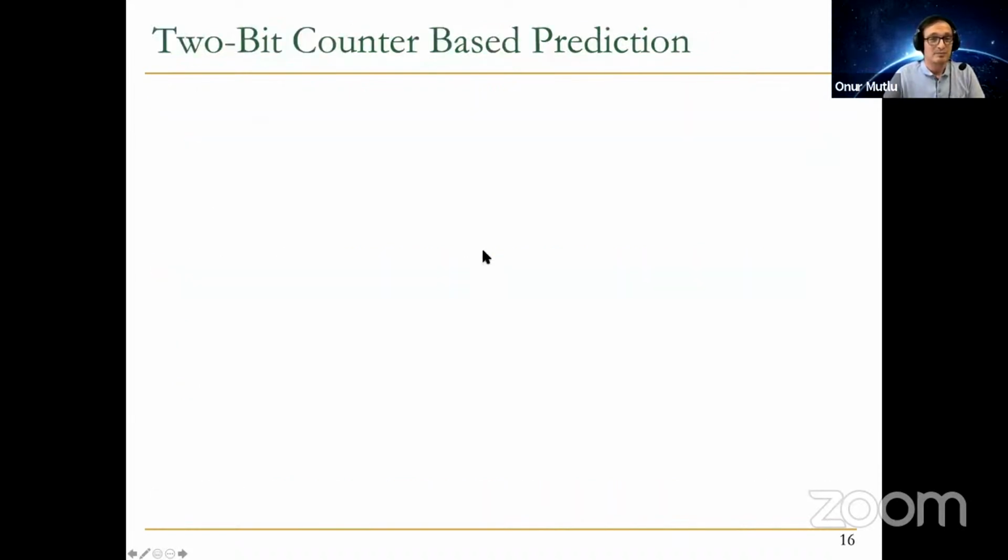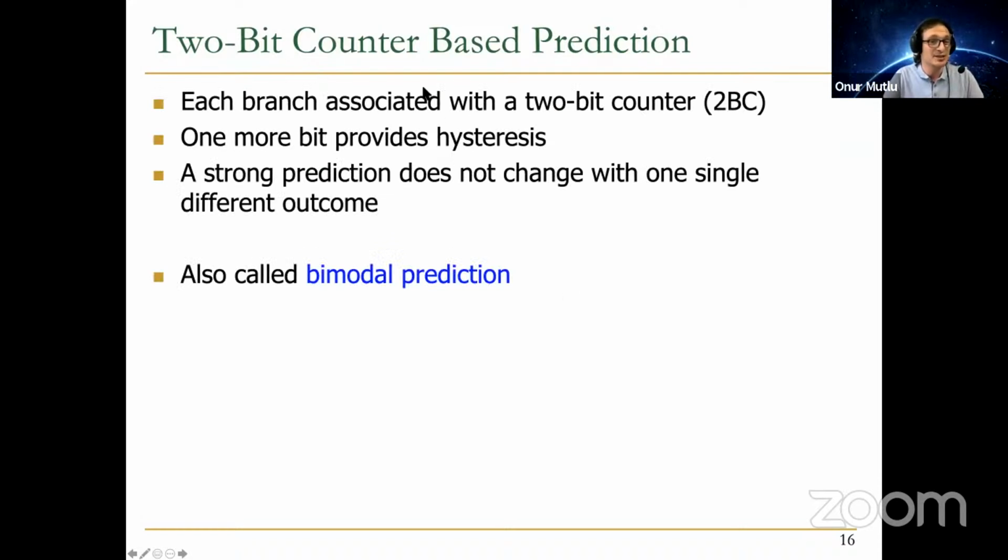Okay, so 2-bit counter-based prediction. Essentially, the basic idea is to associate each branch with a 2-bit counter, 2BC, I like calling it. Some people call it bimodal prediction. In fact, I think the McFarling paper that I assigned you actually also calls it bimodal prediction. I don't like it that much, but that's fine. 2BC is much more descriptive, as you can see.